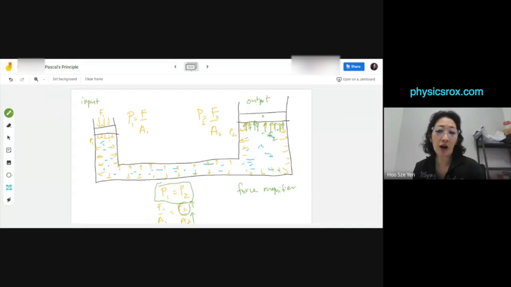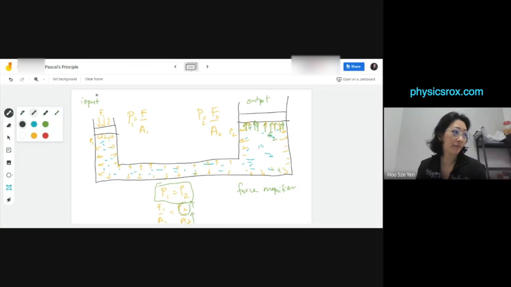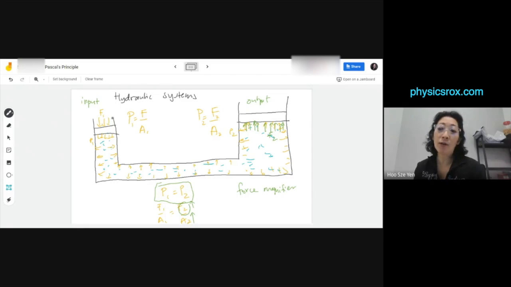So hydraulic systems, when you see the word hydraulic, it is based on Pascal's principle. Sometimes it's known as hydraulic principle. I think in IGCSE it's written as hydraulic principle. In SPM, we use a person's name, Pascal's principle. All hydraulic systems use this concept, where a small force can create a large force.